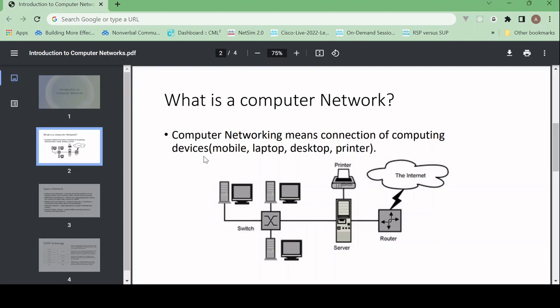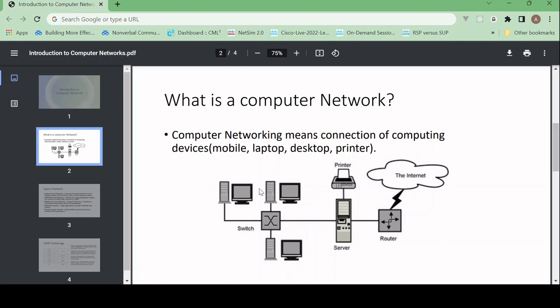For example, if you can see in the image, we have multiple desktops. We have a printer, we have internet, we have a server. A server can be any web server or something. And we have some network devices like a switch and a router. So when we connect each of them together, they form a computer network.